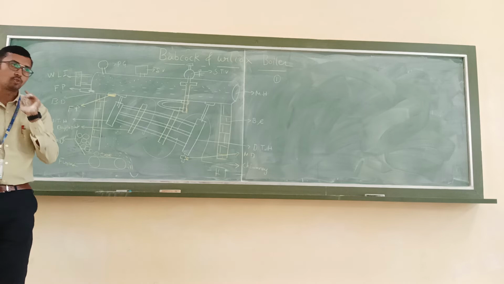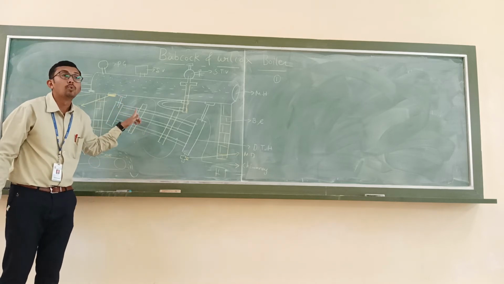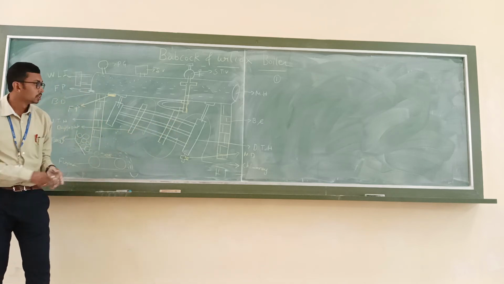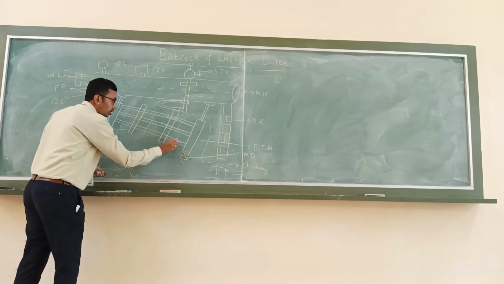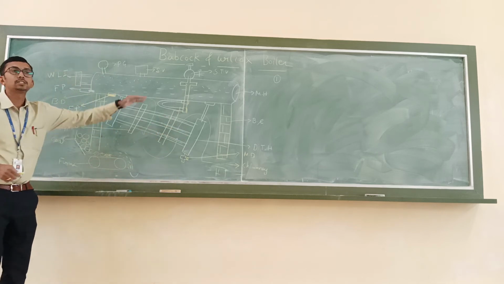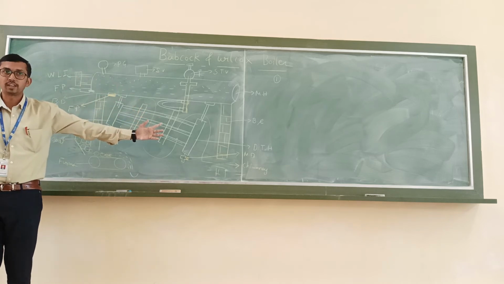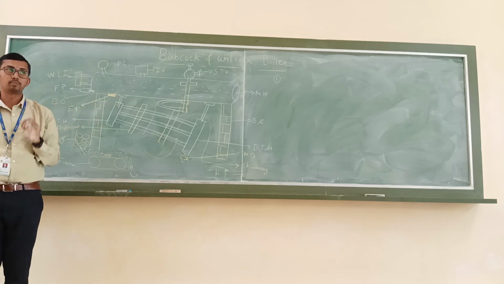Hot gases and water. So what kind of boiler is this? This is a water tube boiler. Right? Because why? Because water is flowing inside the water tube, and it is surrounded by hot gases, not steam. Hot gases. Okay, so that's why this is a water tube boiler.